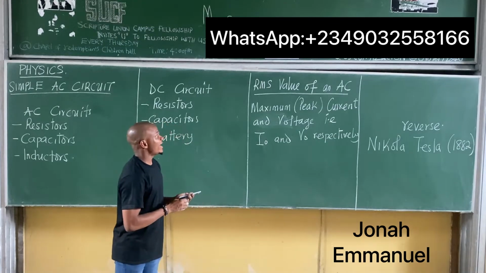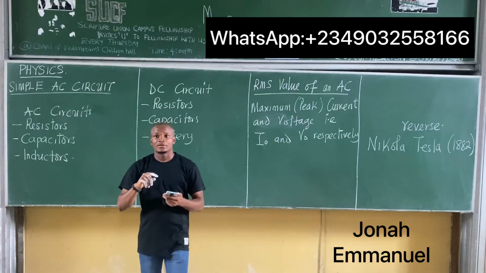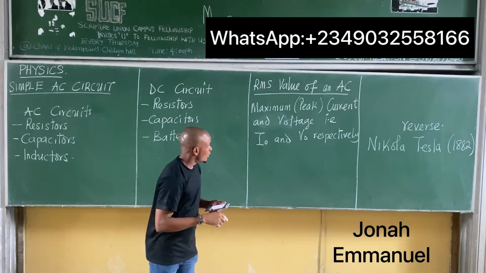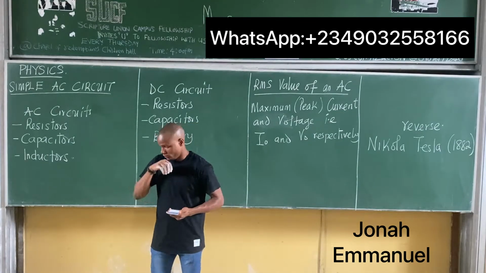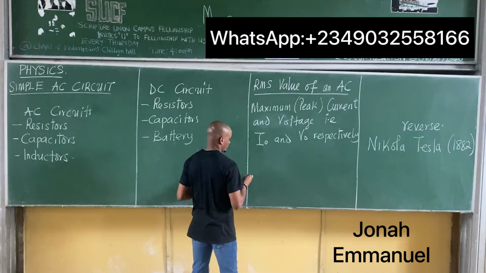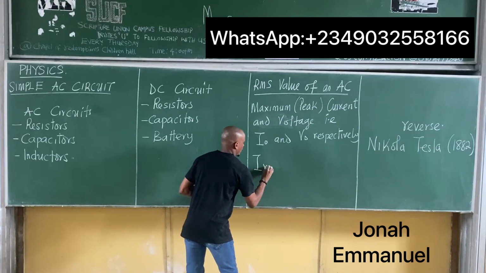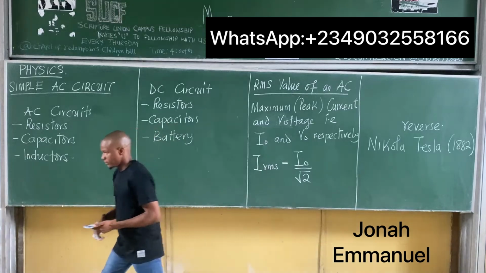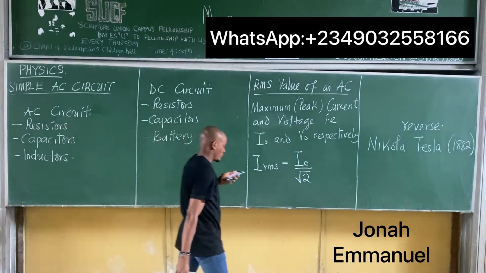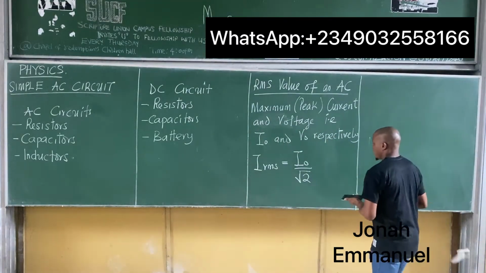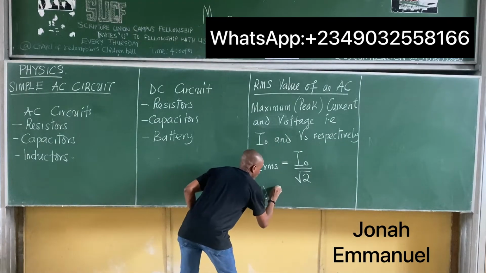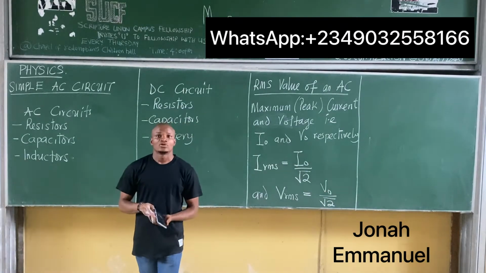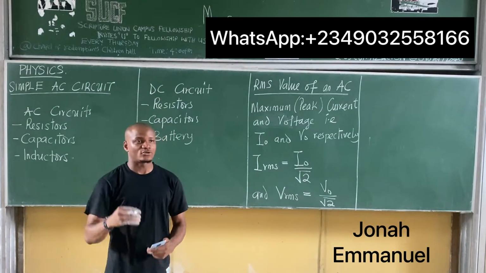then the RMS values of the current and voltage are given by I RMS equal to I naught all over root 2, and V RMS equal to V naught all over root 2. Please, RMS equal to peak all over root 2.